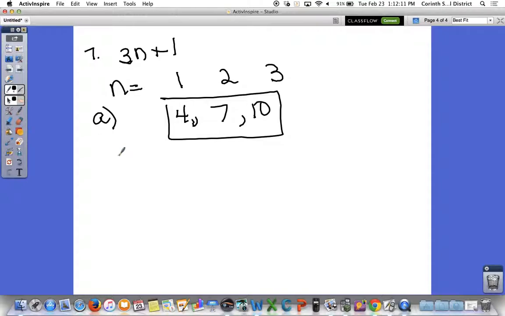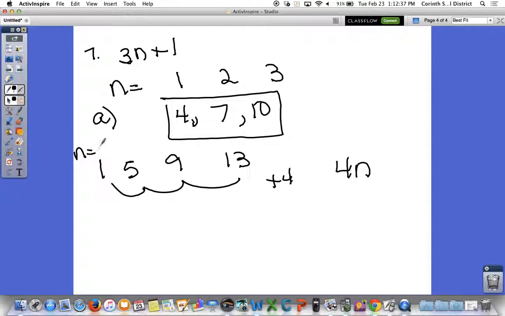Okay. In the B part, here are the first 4 terms in another sequence: 1, 5, 9, 13. Find in terms of n an expression for the nth term. Who came up with that one? 4n minus 3. Because what are you doing to each term? Adding 4. So therefore that's 4n. For your n equals 1, 2, 3, 4. 4 times 2 is 8. And how would I get 5? Minus 3. Okay? Any questions on 7?